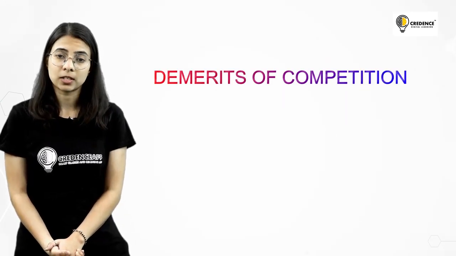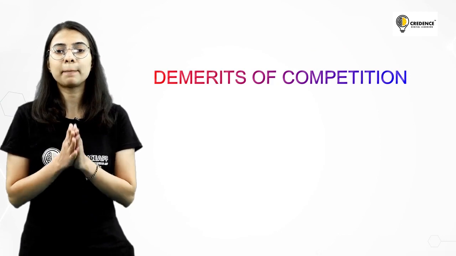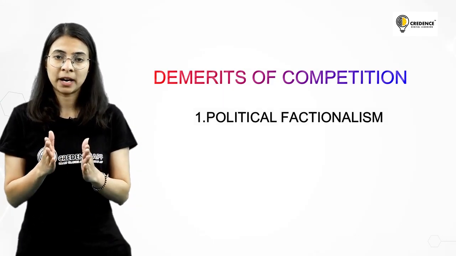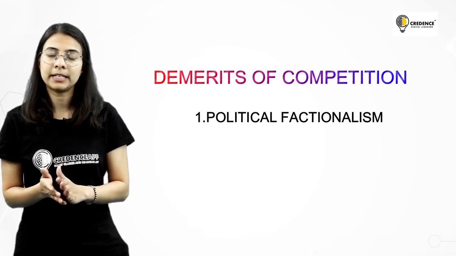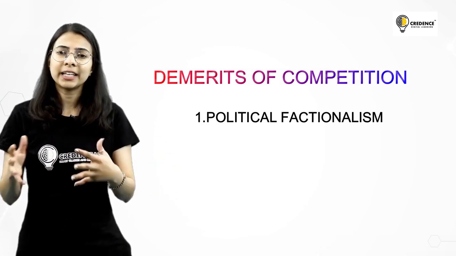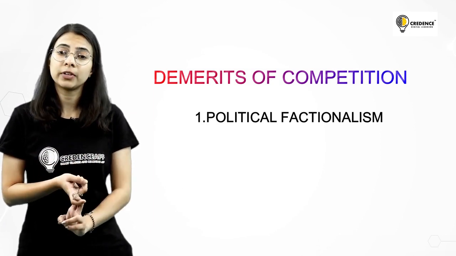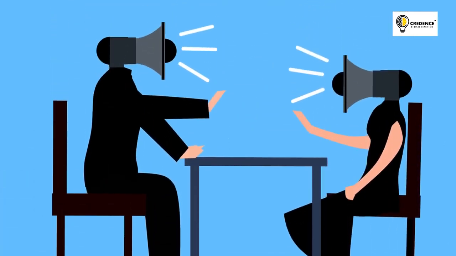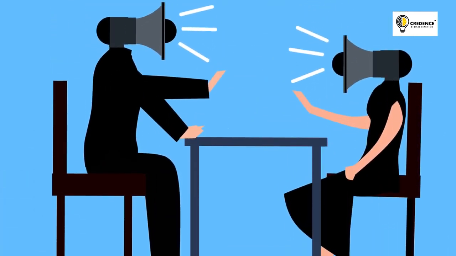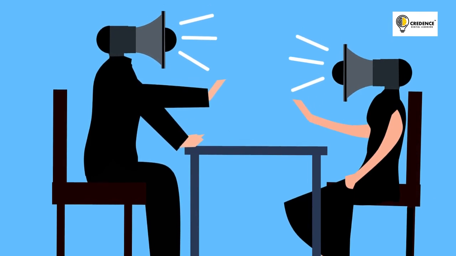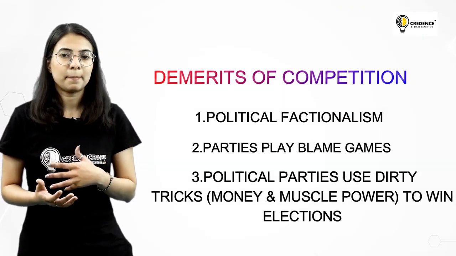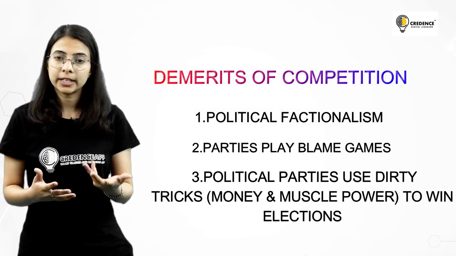However, there are demerits associated with it as well. For example, it may lead to factionalism. A divide can arise among people over parties, where some people support one party, others support another party, and they can fight over these things. Second, the parties blame each other and play the blame game. Like the ruling party blames the opposition party, and vice versa. So this is how political competition can be a demerit as well. And the third one is, of course, that parties use dirty tricks. For example, they use muscle and money power to win the elections.